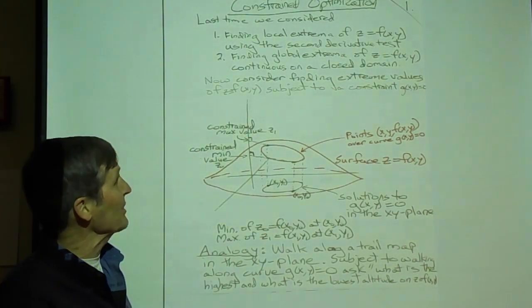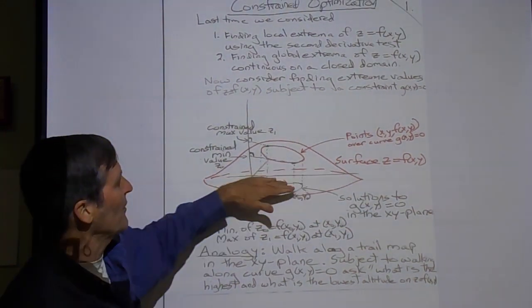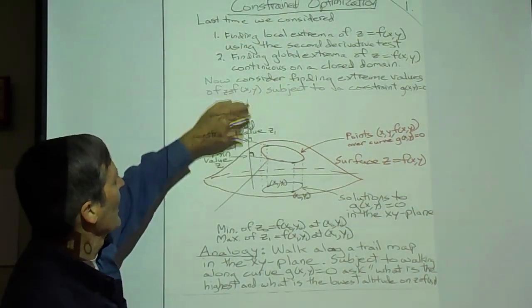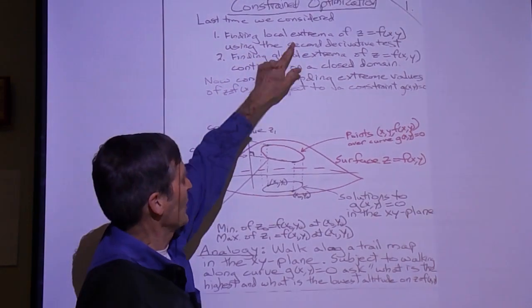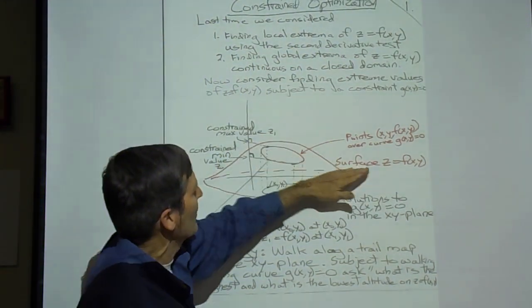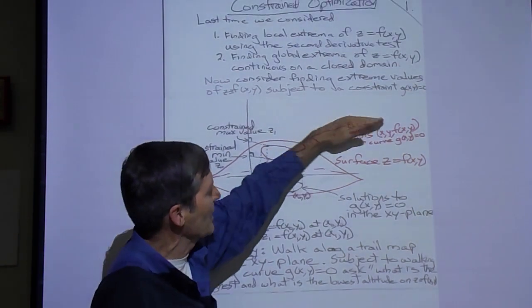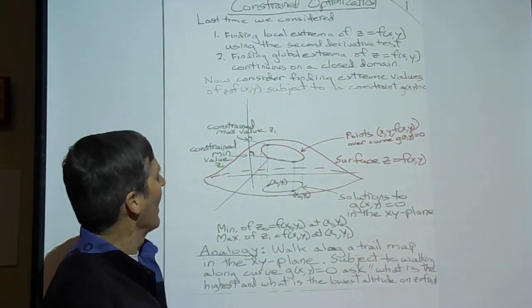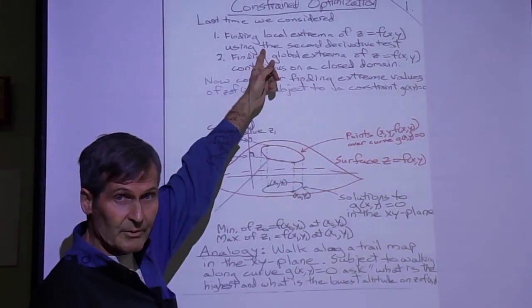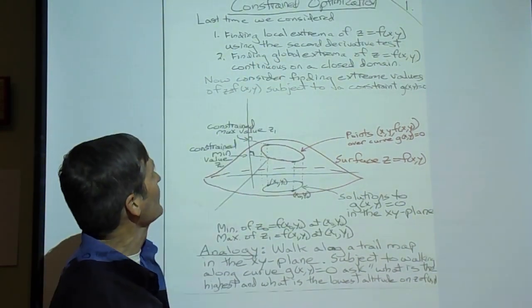In calculus 3, we said this: suppose we have a surface z equals f of x, y, and we want to find local extrema, like a peak of a local mountain, but maybe it goes up higher over here, or the bottom of a local valley, but it goes down lower over here. We can do that with the second derivative test. We did that in 14.7.